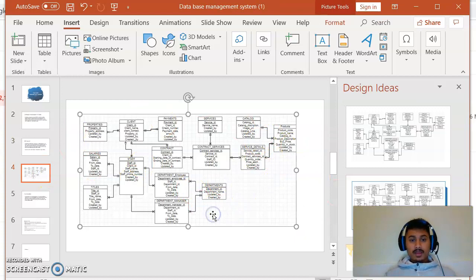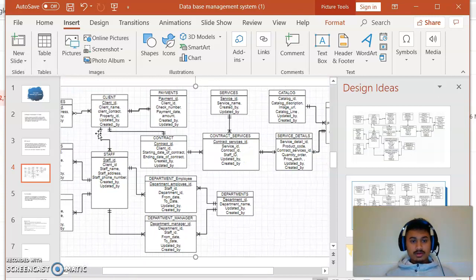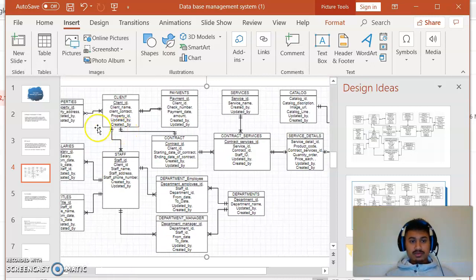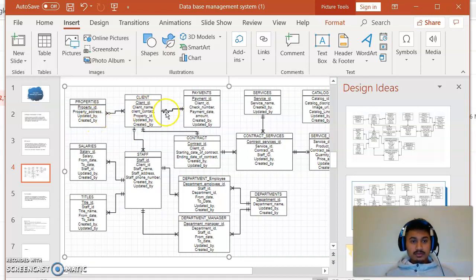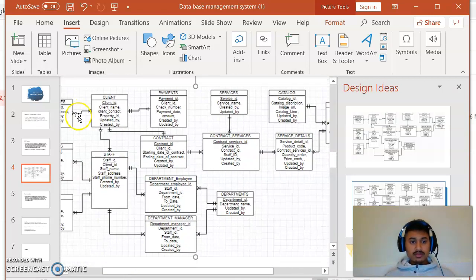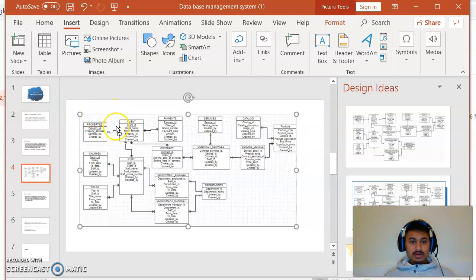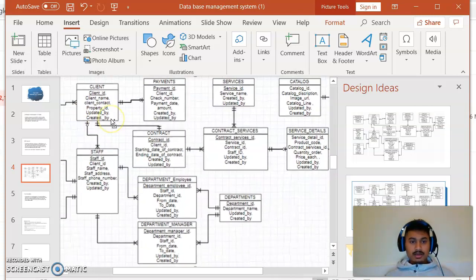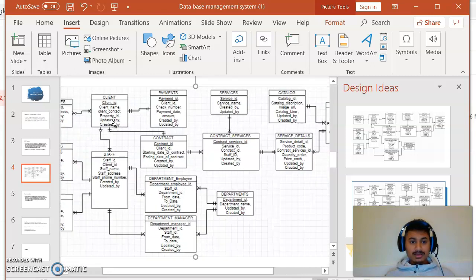And here we go. This is the ER diagram which we made in our report. These are the entities which are used, and these are the relationships between them. For example, I will talk about the properties and the client. A client can have zero properties or more than one, many properties. This symbolizes zero, and this symbolizes more than one or many. This symbolizes that a property can have one client or more than one client.